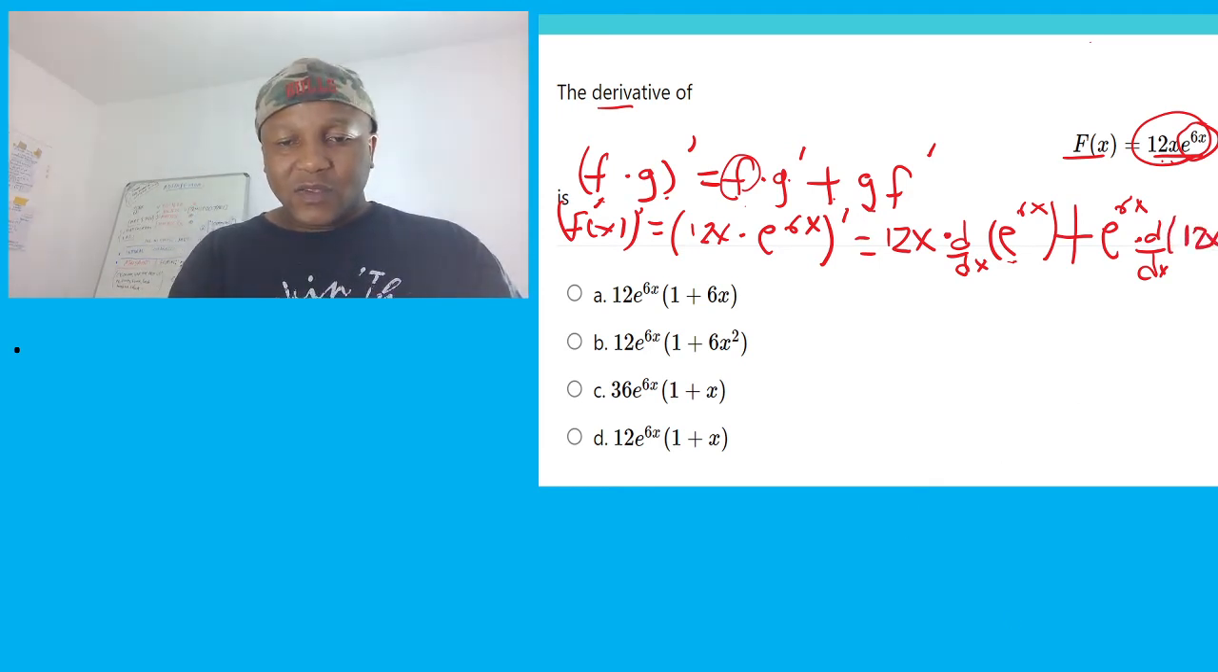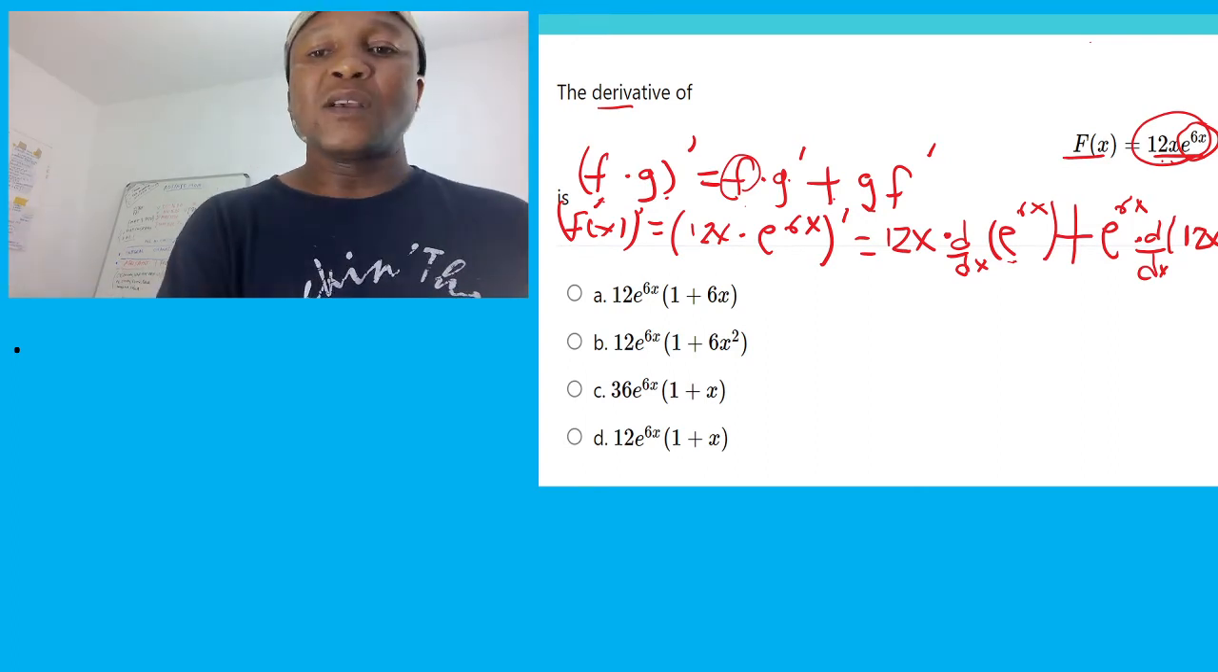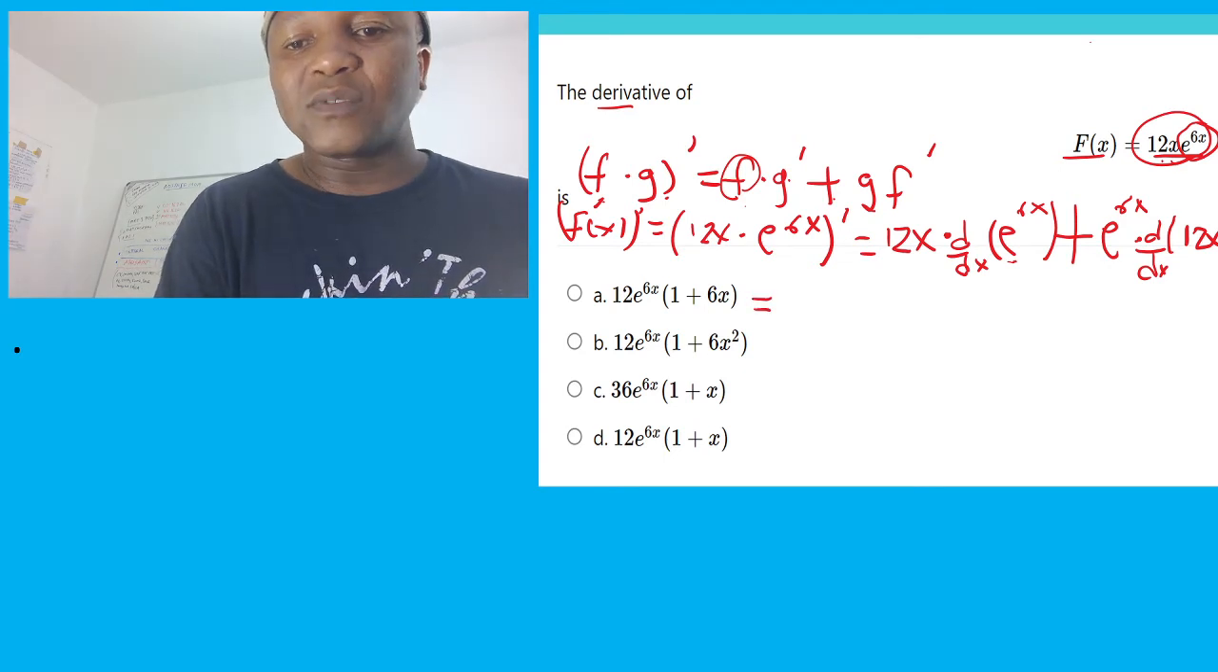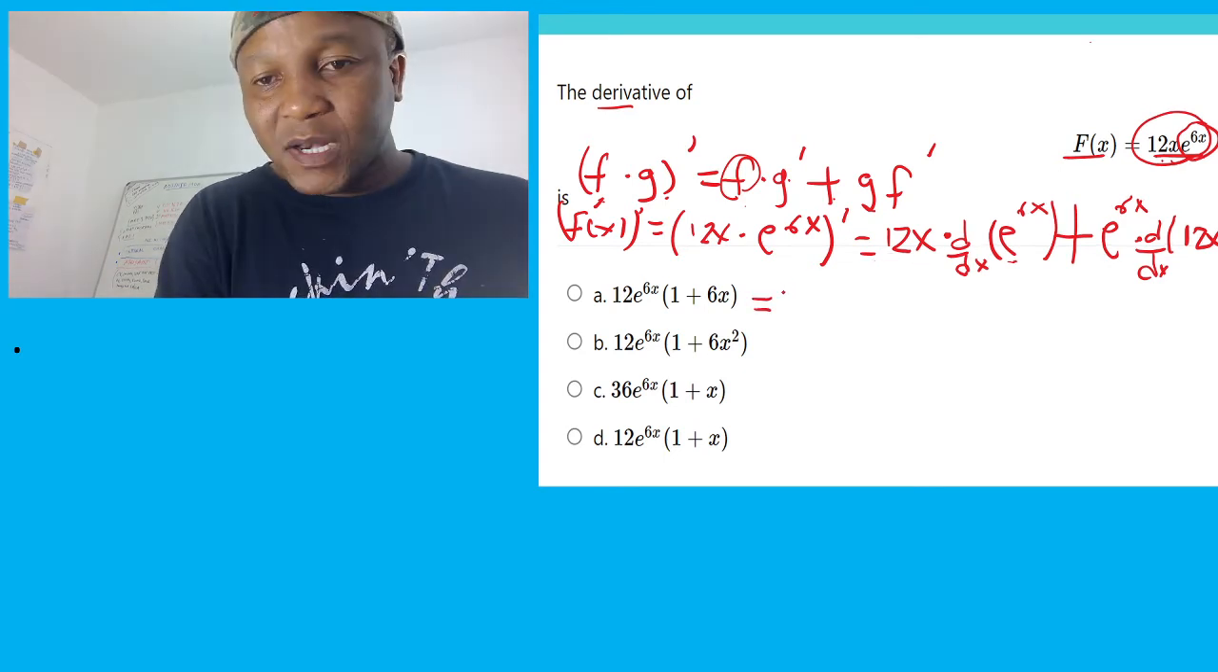You see? So now, sorry, just a second. I want to see if everything is there. Yes, perfect. So then we're going to say now this equal to, look, so 12x is just 12x.